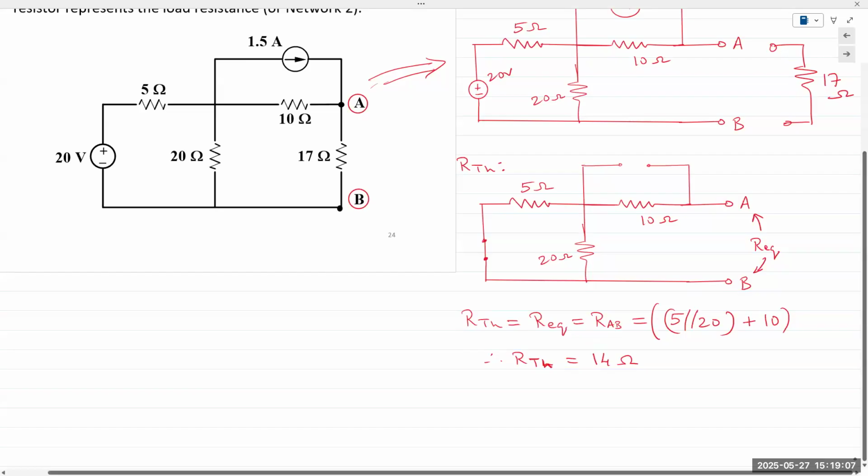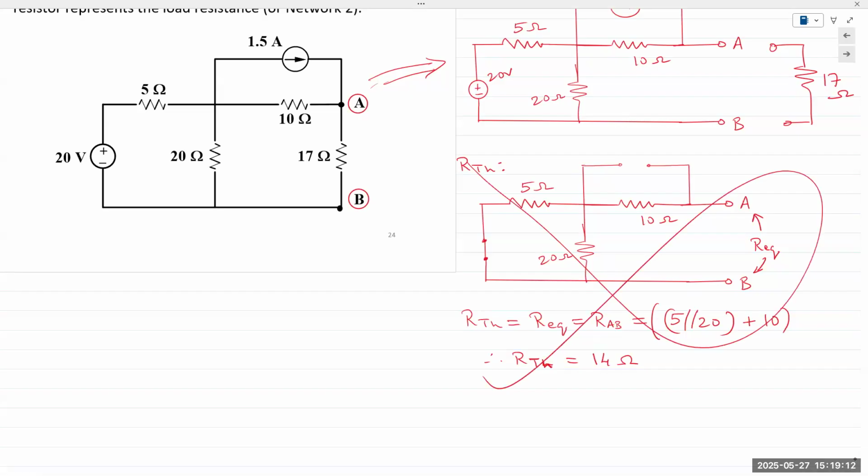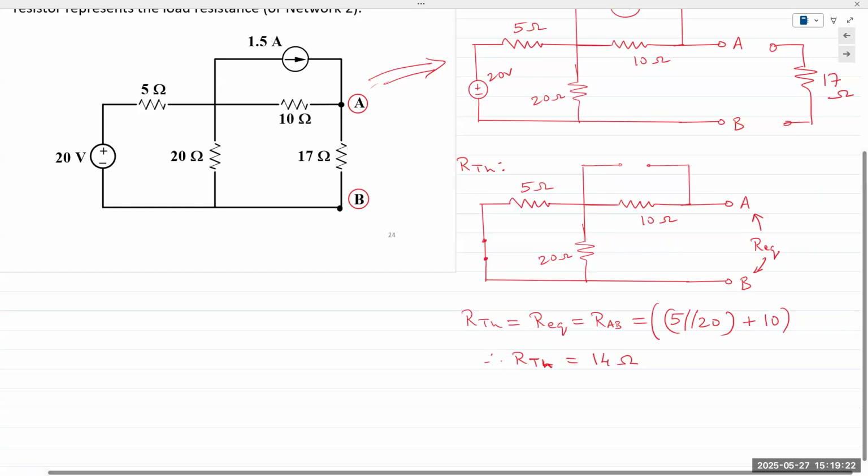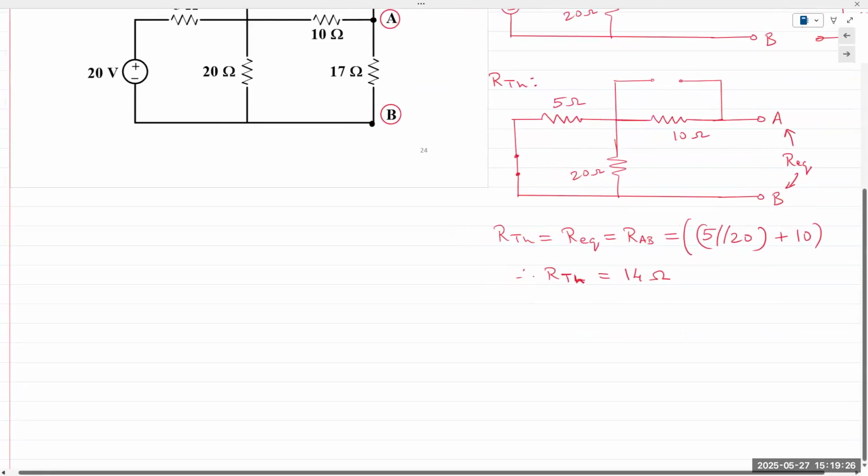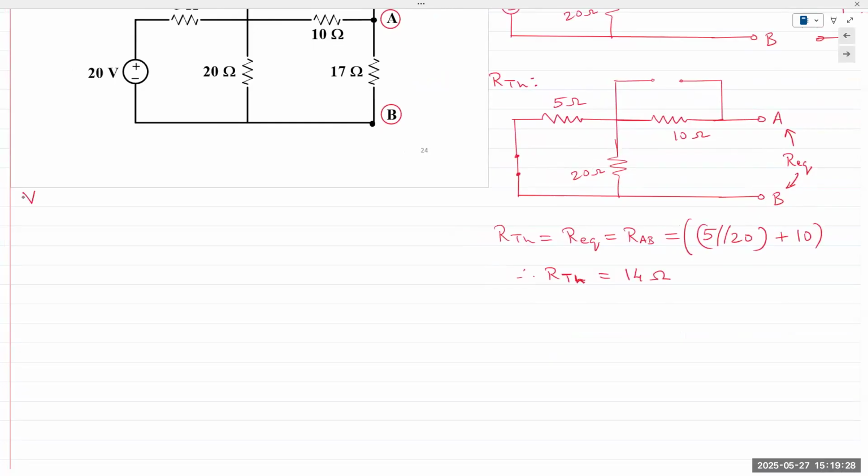Then again, we forget about this result. It does not have any bearing on VOC or IN, right? Sorry, VTH and IN. Thevenin voltage and Norton current do not depend on this circuit. You have to redraw the circuit again. So let's try Thevenin voltage now.